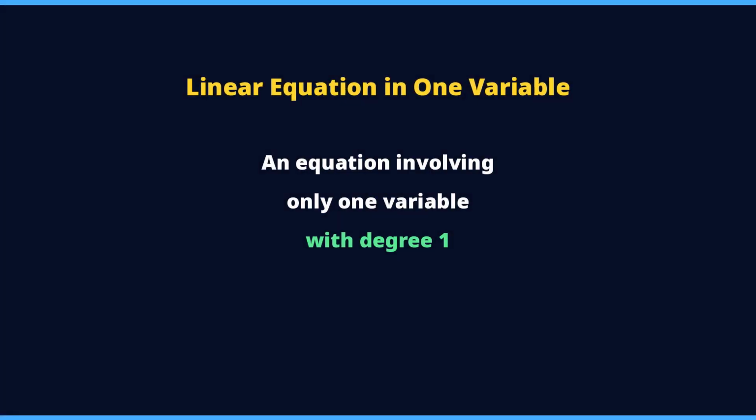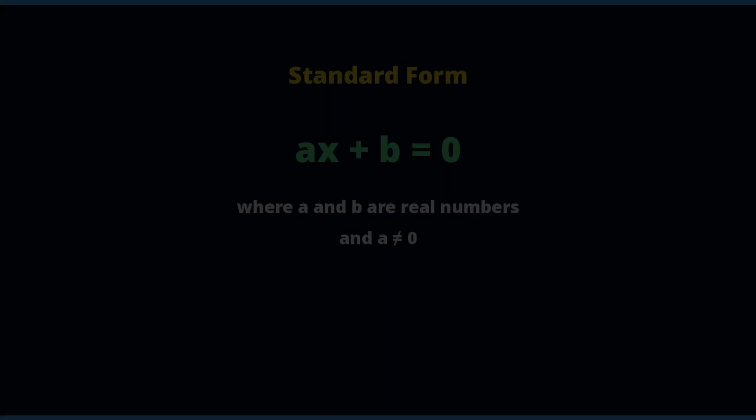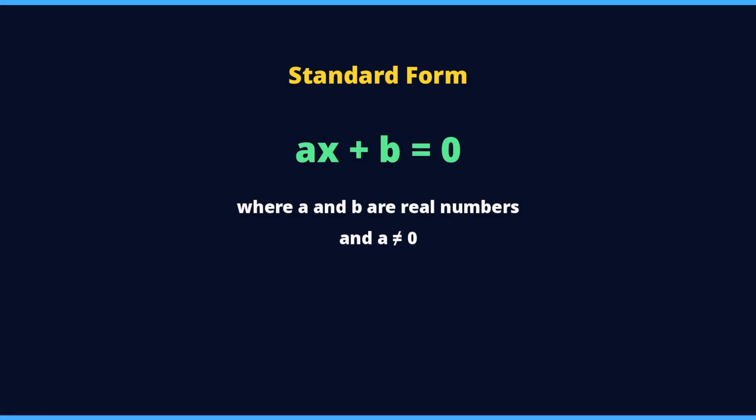A linear equation in one variable is an equation that involves only one variable, and the highest power of that variable is 1. The standard form of a linear equation in one variable is ax plus b equals 0, where a and b are real numbers, and a is not equal to 0.